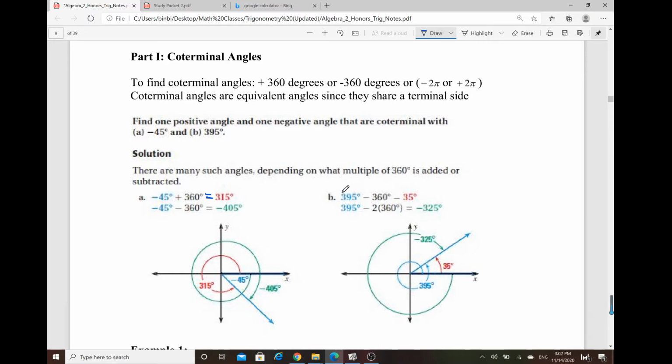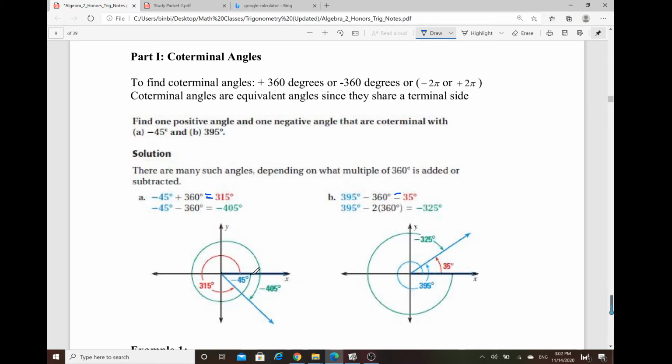Now 395 is a big angle. To get the positive coterminal angle, we want to make that smaller, so you subtract 360. So it's 35 degrees. To get another negative angle, you subtract 360 twice. So that's 395 minus 2 times 360, so it's negative 325 degrees.